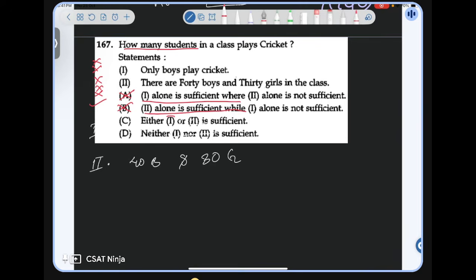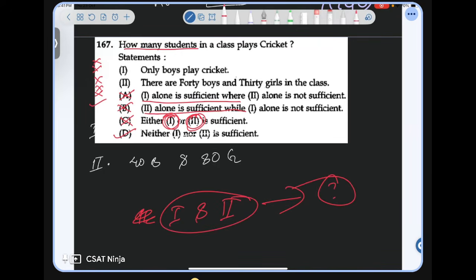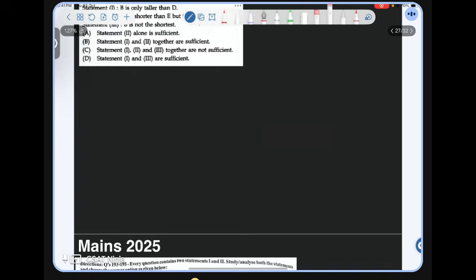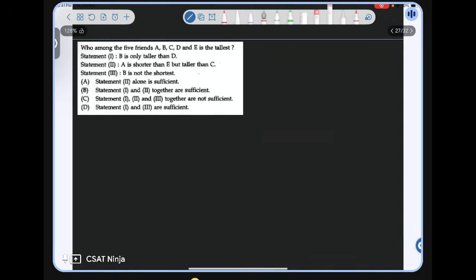That means either 1 or 2 is not sufficient, because using 1 alone I won't be able to answer, and using 2 alone we won't be able to answer either. This is not possible. So the only possible option here is D. Even though using statements 1 and 2 together I can get the answer, that option is not here. So that's the reason why neither 1 nor 2 is sufficient. Are we clear with this? In the exam, don't go for this option, okay? Let's go to the next one. I hope this is the last question from that year.